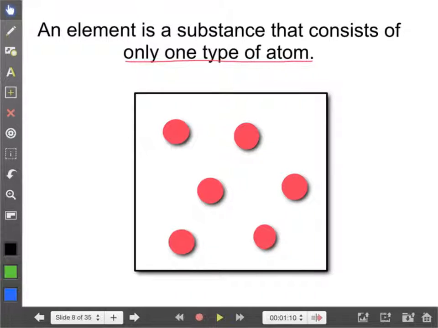If you remember back to the last topic, we can represent elements using particle diagrams like this. You can see that there are only pink atoms, and so there's only one type of atom in this particle diagram, therefore it is an element. So in our particle diagrams, we only ever see atoms of one colour or one type of shading, showing that there is only one type of atom in an element.